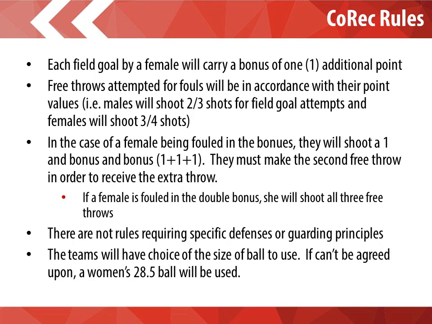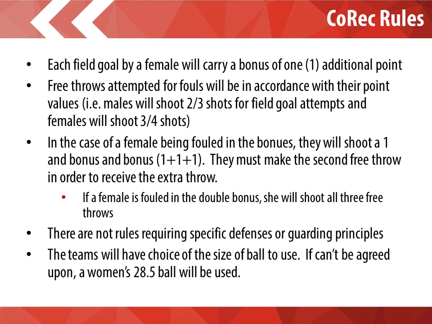Co-rec rules. Each field goal by a female will carry a bonus of 1 additional point. A layup would be worth 3 points if scored by a female in a game. Free throws attempted for fouls will be in accordance with their point values. Males will shoot 2 or 3 shots for field goal attempts, and females will shoot 3 or 4 shots. If a female makes the basket and is fouled, they have the opportunity to go ahead and make their and one as well.